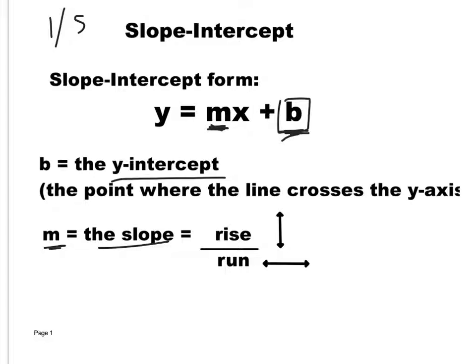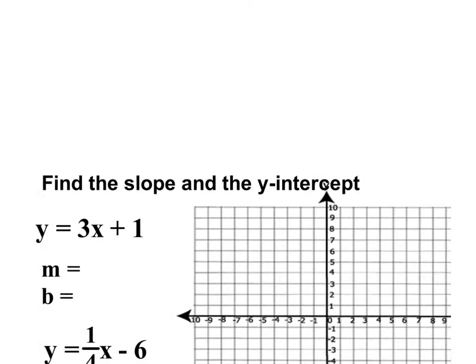The only other thing you need to see, if there's not a b, if it just says y equals 4x, what would be your b? 0. Your starting point would be the origin, 0, 0. If there's not a y-intercept, if it doesn't say plus 1 or plus 2 or minus 4, then it's 0.